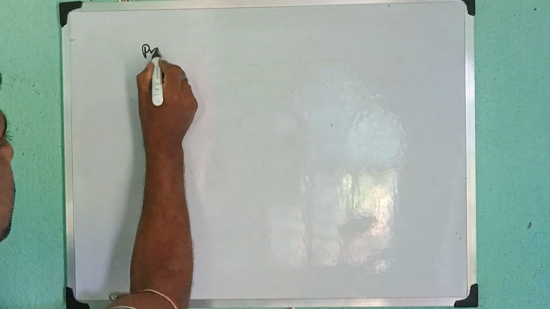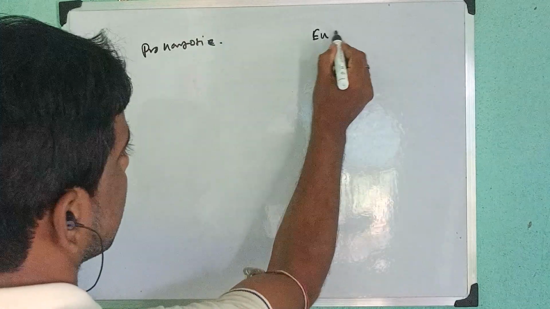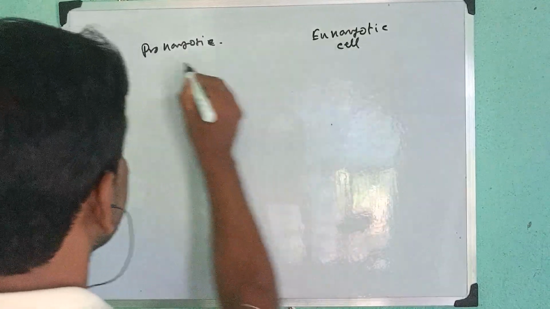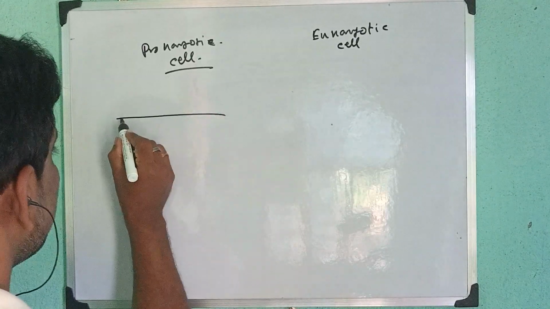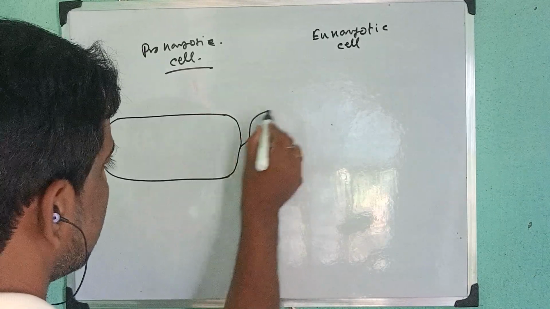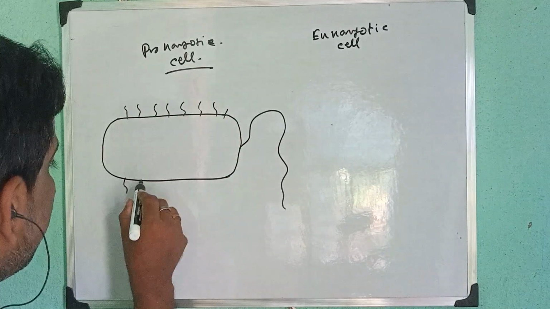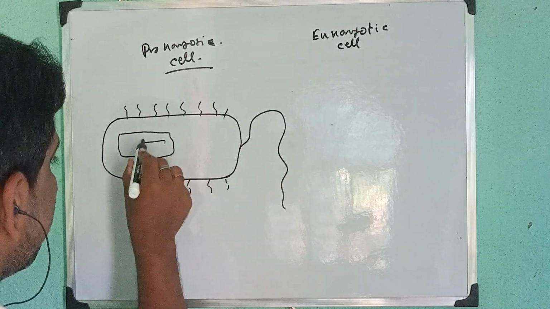So look at the structure of the prokaryotic cell and the eukaryotic cell. This is the structural form of the prokaryotic cell. You know that this is the prokaryotic cell structure.